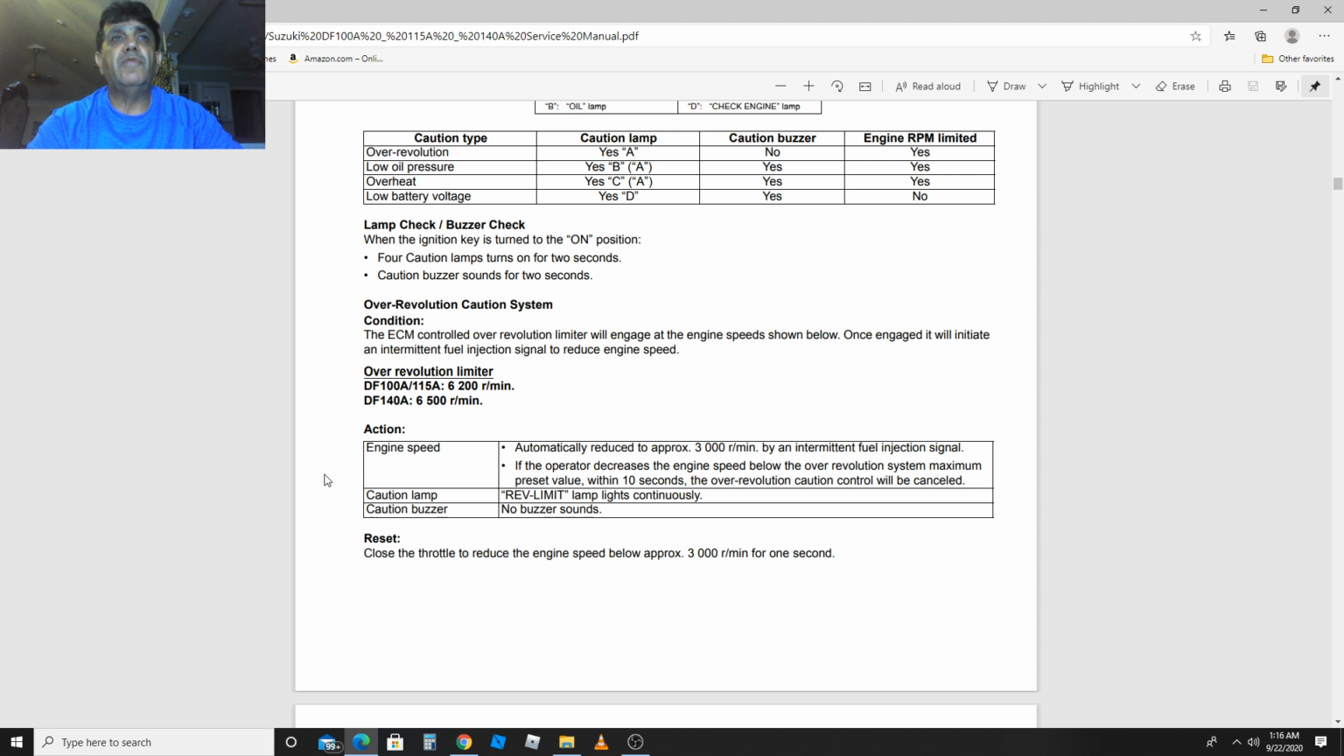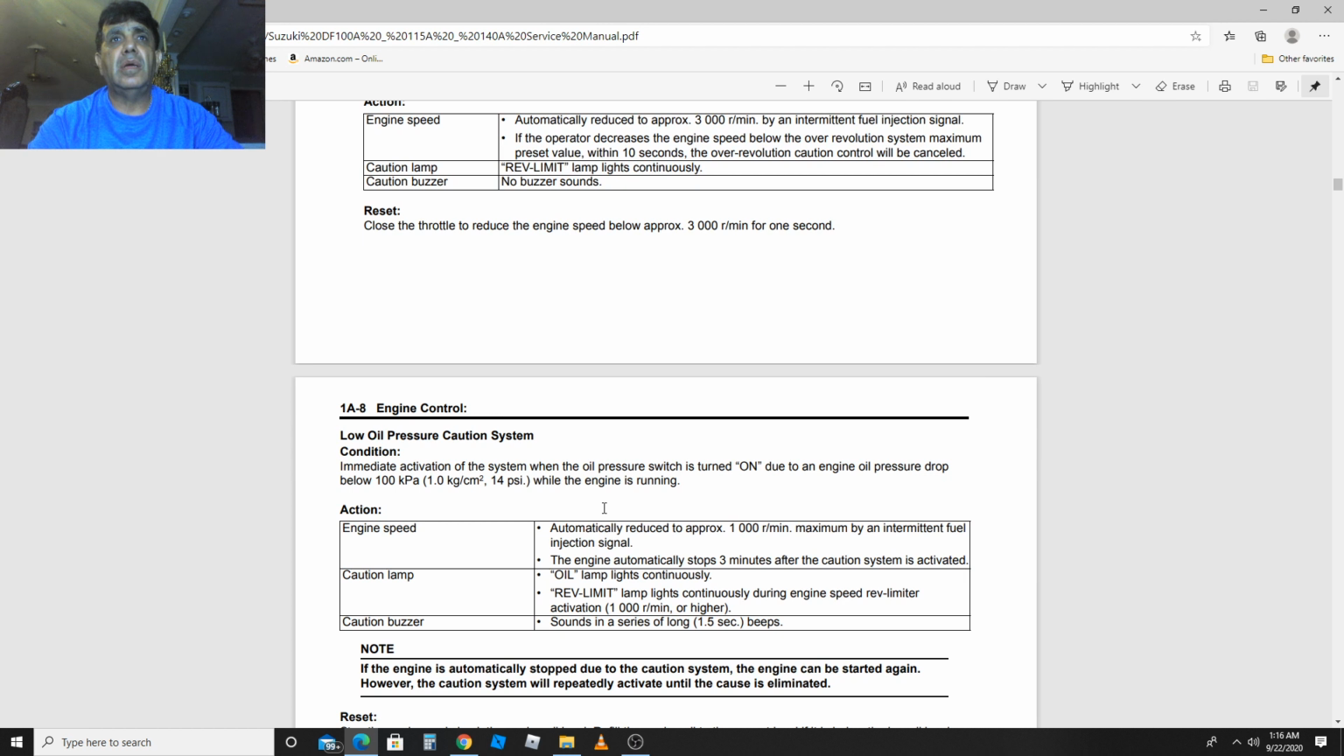What are we looking for? But here's the bad part. It says that the engine stops 3 minutes after the caution system is activated. Okay? So be aware of that.